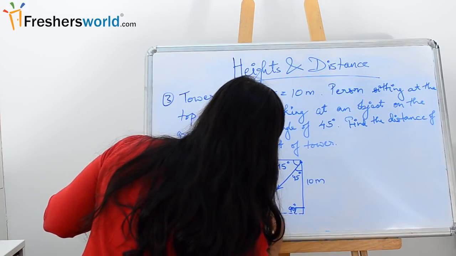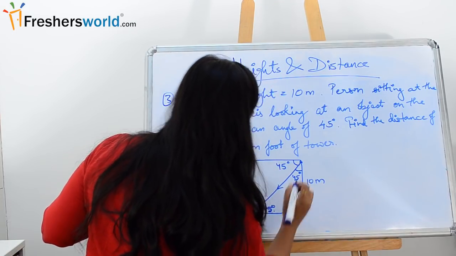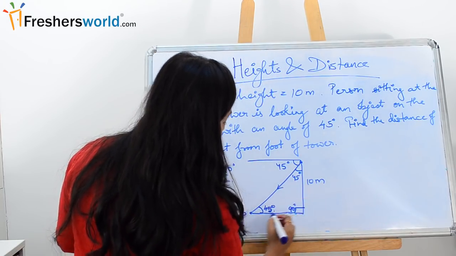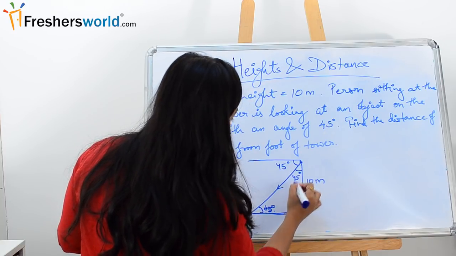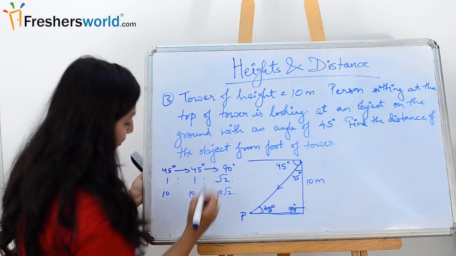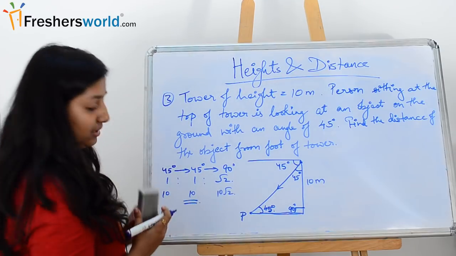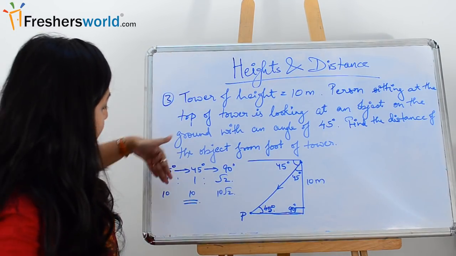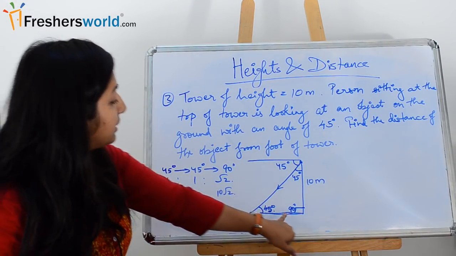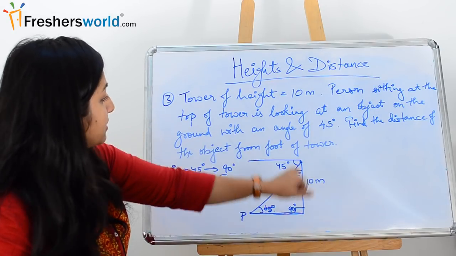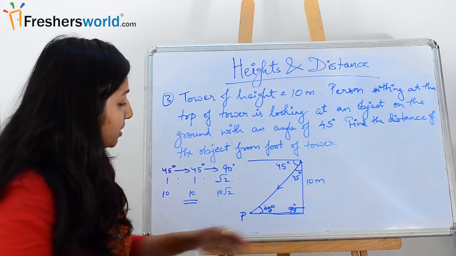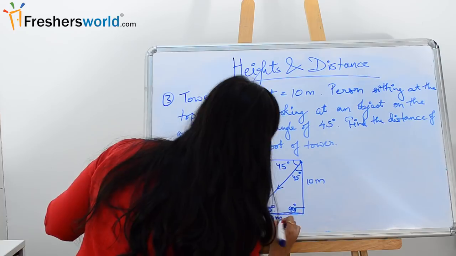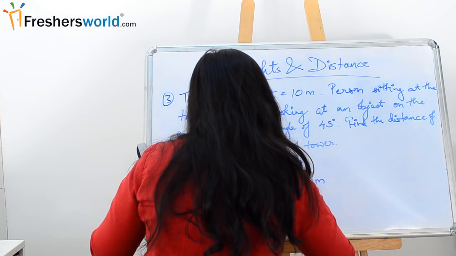The foot of the tower is this and this side is opposite to 45 degree and side opposite to 45 degree is 10. So simply using this equation, we found out this distance, the distance of the foot of the tower and the object is again 10 meter and this is 10√2.